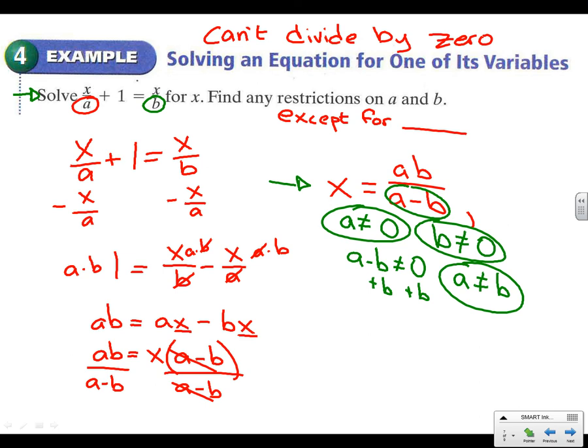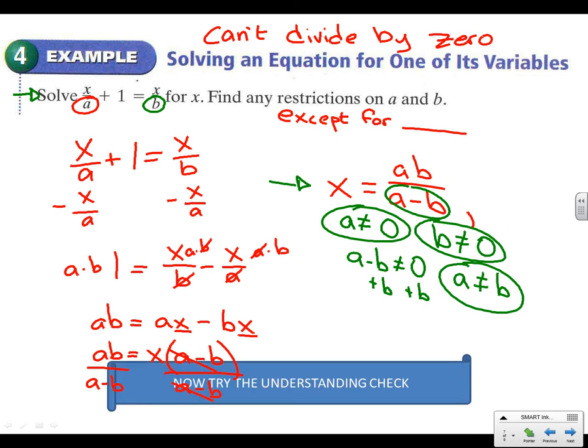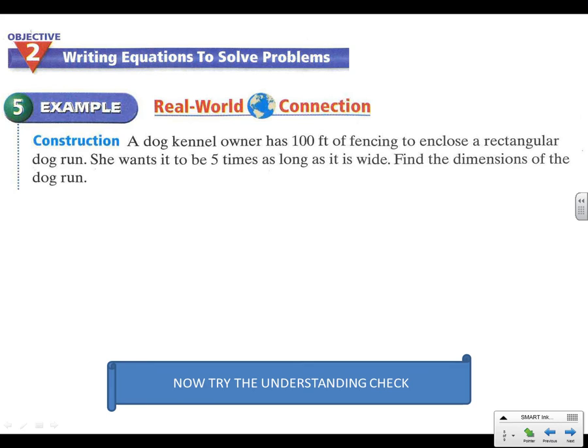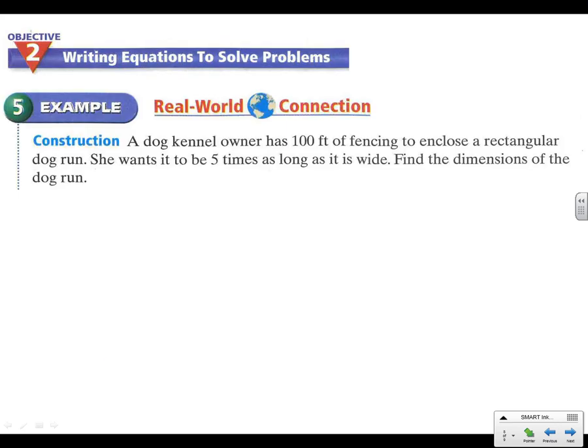All right? So, might be a little confusing. We might have to go over this in class. If you get it, very nice. But do your best. Try the understanding check for example 4. All right, I believe this is our last example. Nope, 2 more. Here we go.